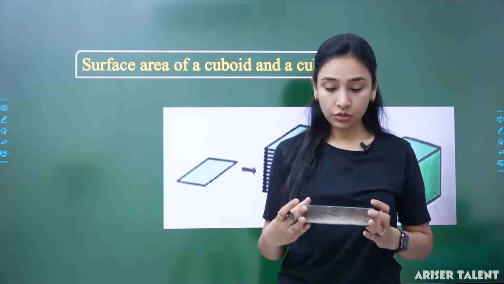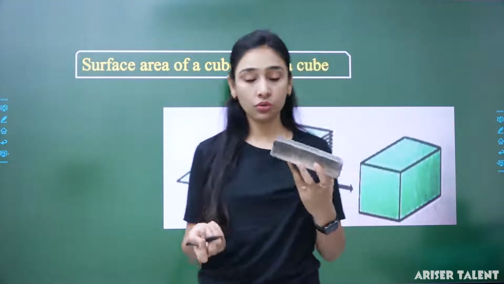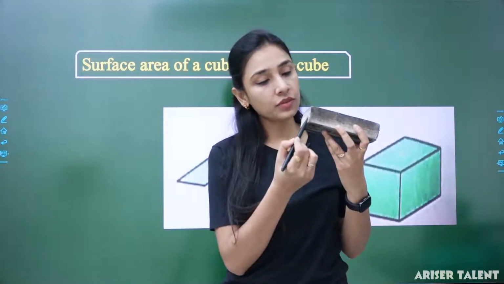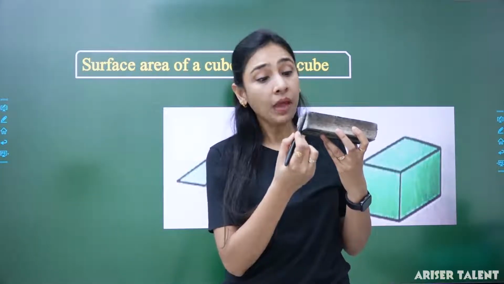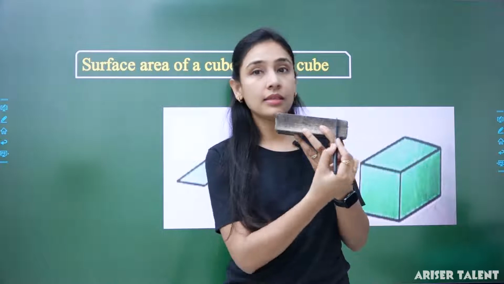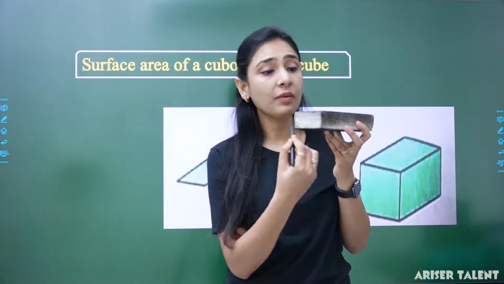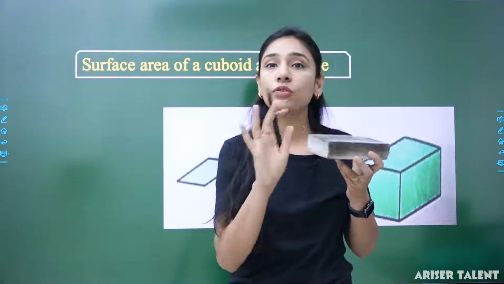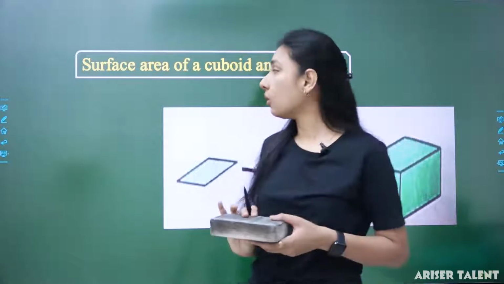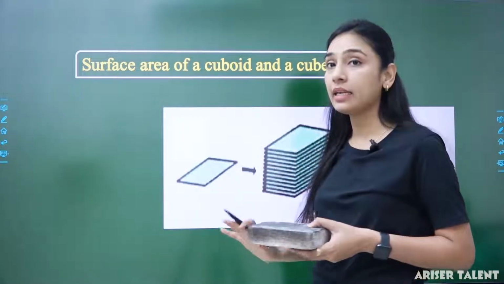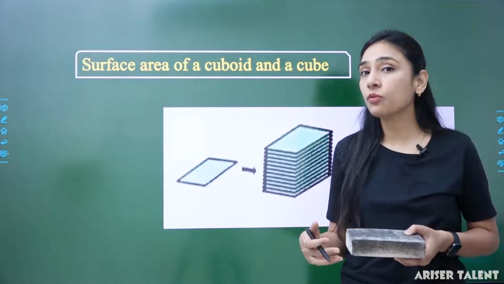You can see three dimensions here, students, if you look closely. Let's suppose this is the height, and this is the long one, the length, and this is the width. So we have width, length and height, the three dimensions of this cuboid. Now let me discuss the surface area. What is the surface area of a cuboid?